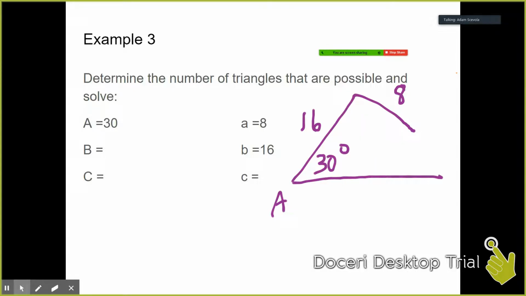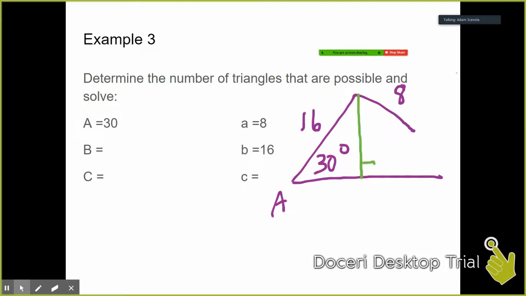Or it's greater than the height, but less than 16, where it would make a triangle like this or a triangle like that. And then we would have to solve both triangles, which I'm sure in the last example is what we're going to do, and I'll show you how to do that. So what we have to do is find the height to determine that and compare 8 to the height.